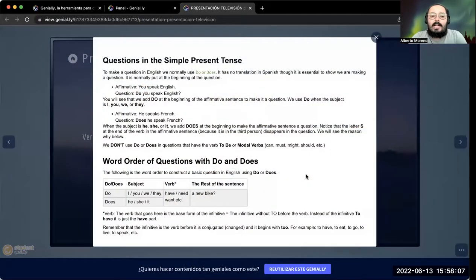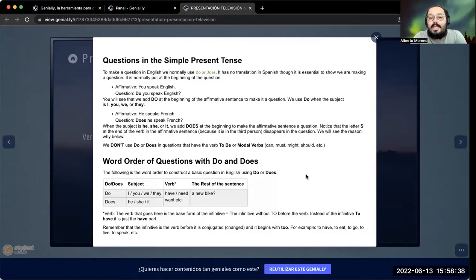Now, the question form. How is it formed? Well, to make questions in English, we normally use do or does. It has no translation in Spanish, though. It is essential to show we are making a question. It is normally put at the beginning of the question. So we start these questions with do or with does. The affirmative says, you speak English. And the question says, do you speak English?